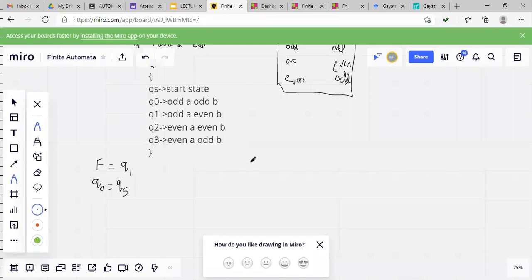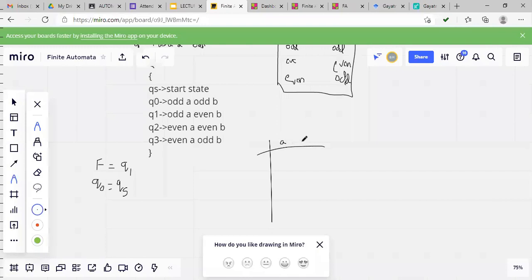Now coming to our state table. Yes, Tejas. Yes, very good. Whatever you have taken, according to that, you have to decide which is your final state. If you write odd A and even B in Q2, then that will be your final state. In my example, I have taken odd A, even B as Q1, so Q1 is my final state. If I write this odd A even B in Q3, then Q3 will be my final state. You have to check what is given in the question and which is your declaration. Accordingly, you have to take that as your final state.